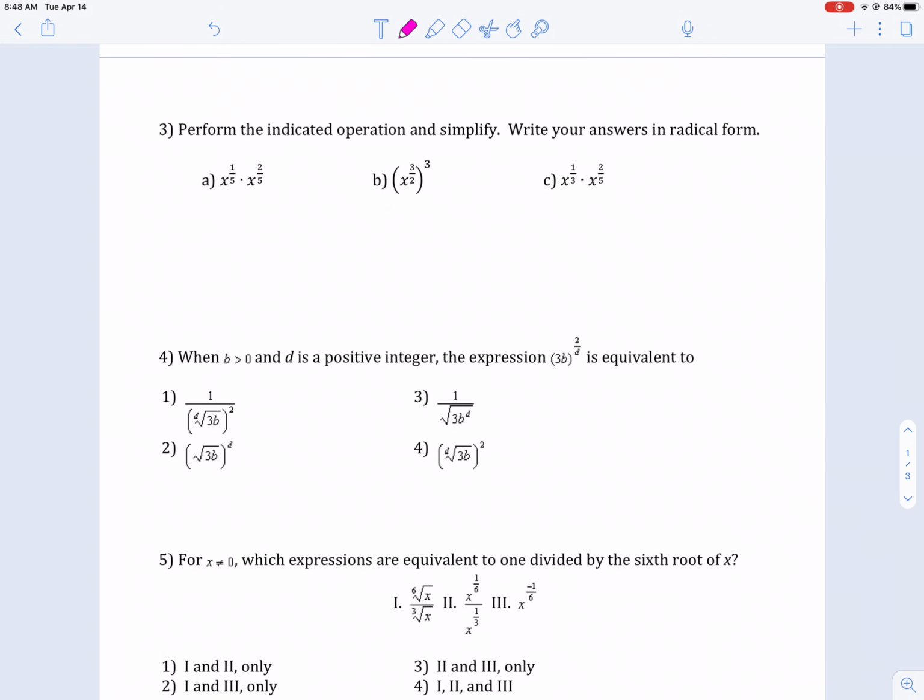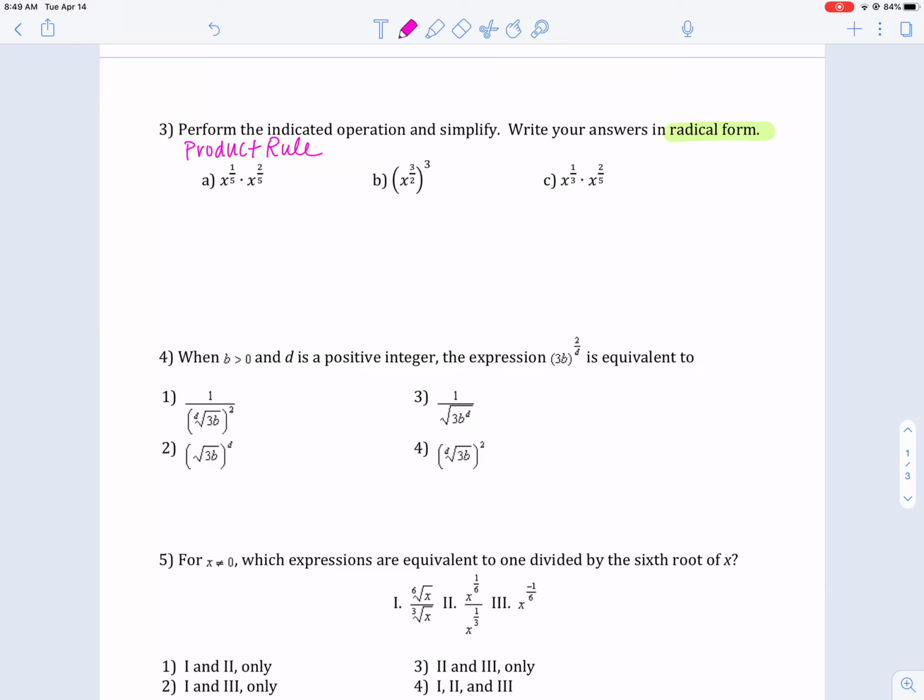But let's go back to these. Let's try number 3 because some of these are tough. In number 3, you're going to do operations, and then you're going to rewrite in radical form. So they want it in radical form, not in rational exponents. So in letter A, I should say, in number 3, and maybe make a little note for yourself, this is the product rule. So these are your rules from your first lesson.